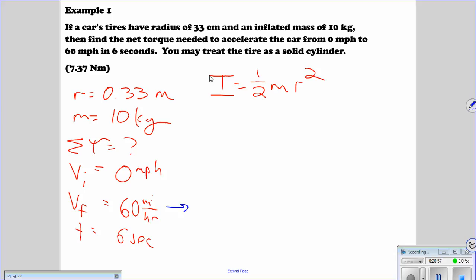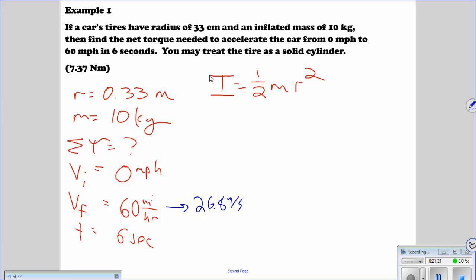So 60 miles an hour is the same as 26.8, I think. Come on, you guys, you know. Why don't you know that? All right, yep. 26.8 meters a second. Is everybody okay with the fact that I didn't write down the conversion for that? Is everybody good? Okay. All right.